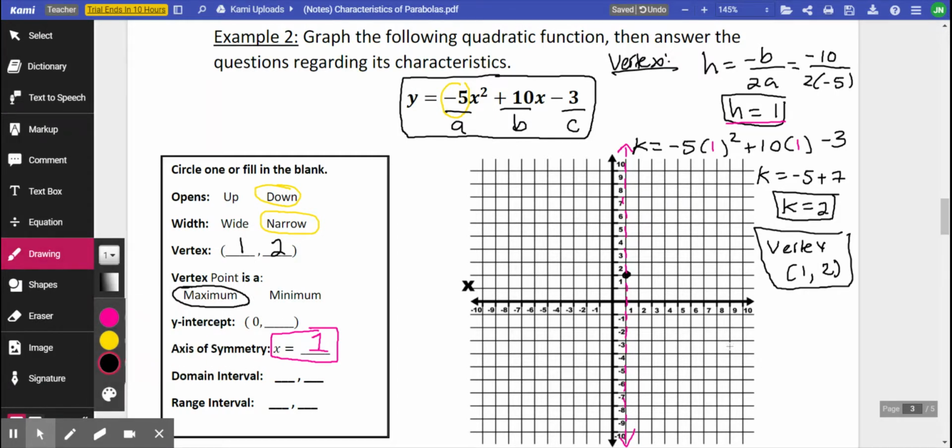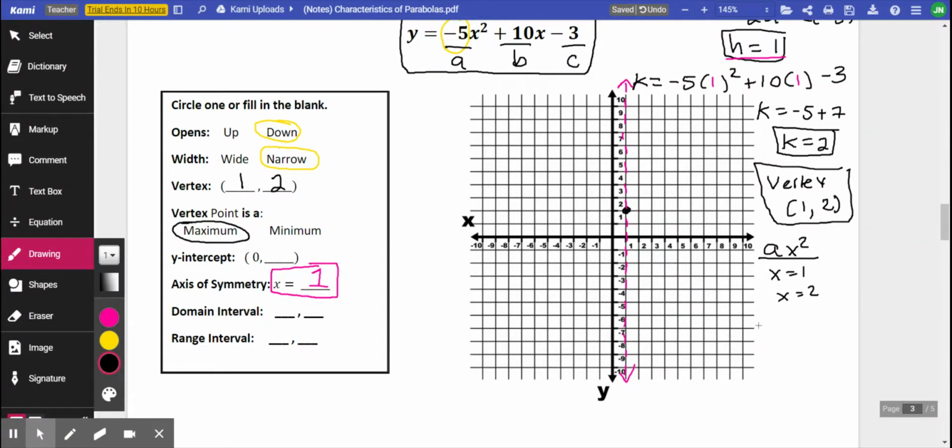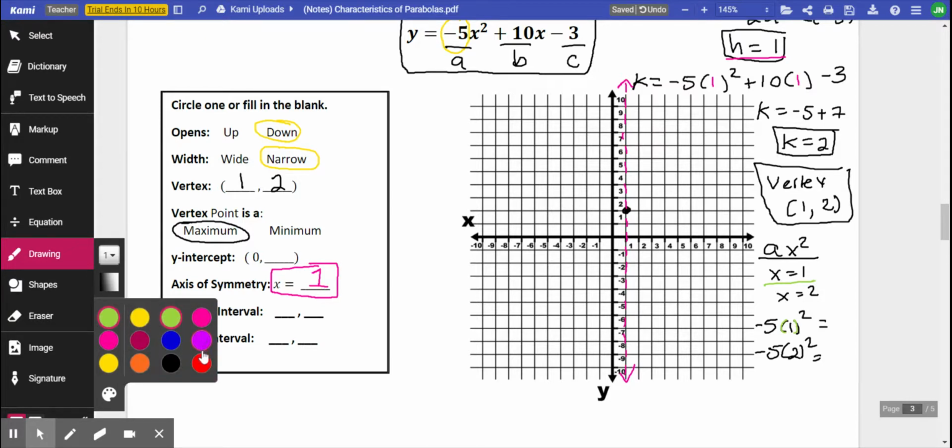Let's figure out what some other points are when I need to graph this. So let's use our ax squared, and then we're going to be using x equals 1 and x equals 2 to figure out what these values are. So the ax squared in this case will be negative 5x squared. So we're going to be using two values, negative 5x squared with x equals 1 and x equals 2 to see what we get. So that's exactly what we got here. X equals 1, I plug that into there. And then x equals 2, I plug that into there.